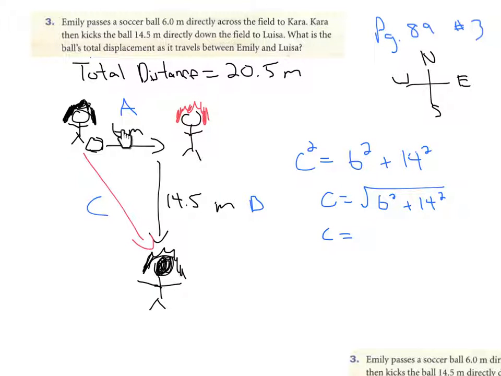Okay, so I set up the Pythagorean theorem. I've got side A, side B, side C. So A squared plus B squared equals C squared. So C equals the square root. I get for C a distance of 15.7 meters. Now, that's the magnitude. We want, and the unit, that's meters. We need D. We need the direction.